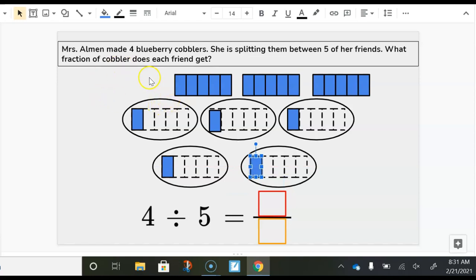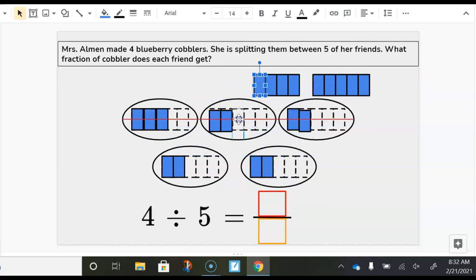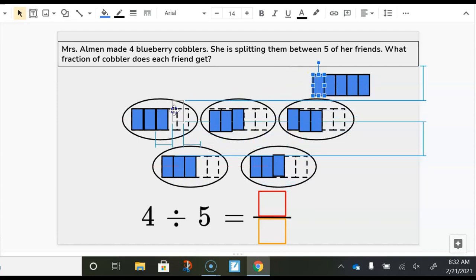Again, I've already split this one into fifths to make sure each friend gets an equal amount. So notice when I take 1 whole cobbler and split it with each friend, I use up that whole cobbler because I split it into the number of friends that there are. So I've split 1 cobbler, and then I do the next. And I keep going until all of the cobblers are split evenly between Mrs. Almond's 5 friends.